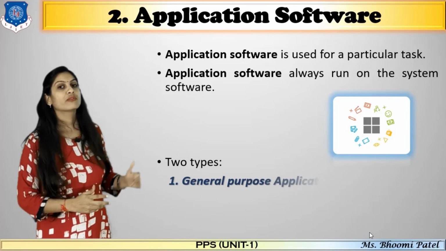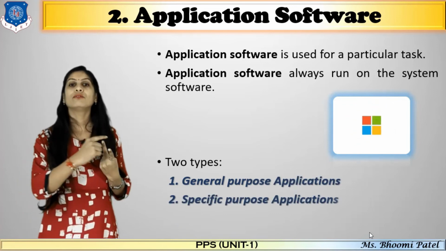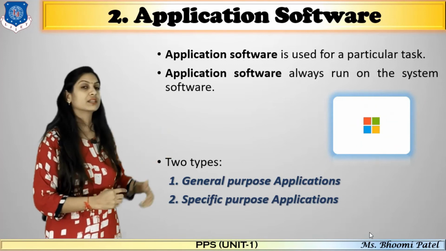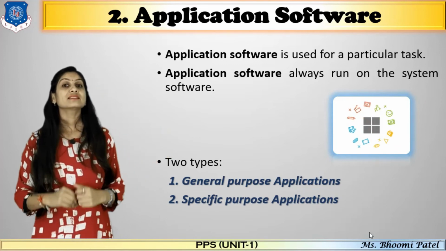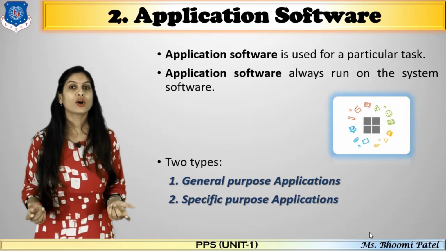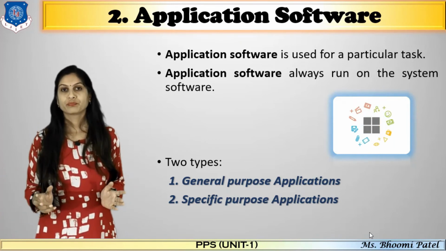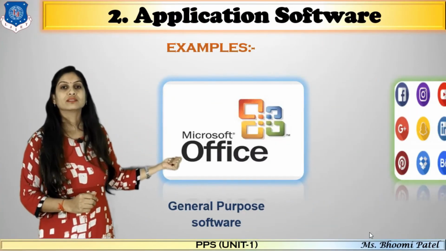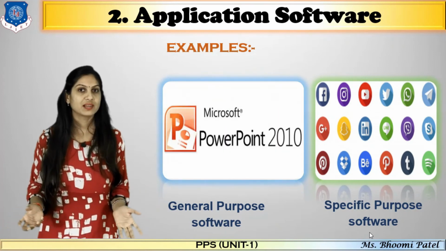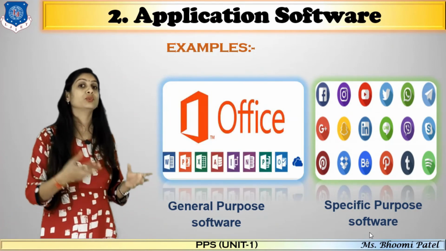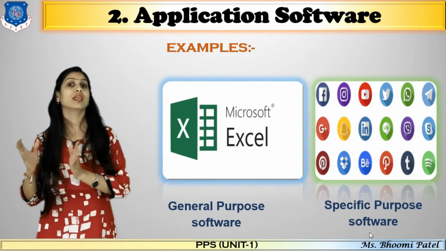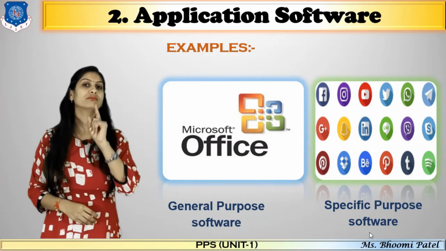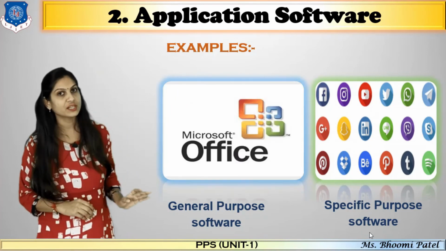Now application software is again divided into two parts. First is general purpose, second is specific purpose. General purpose means what? It is designed and developed for providing many features. For example, Microsoft Office provides so many features: you can make a Word file, a presentation, an Excel file. So many tasks can be performed using one application, that is general purpose.